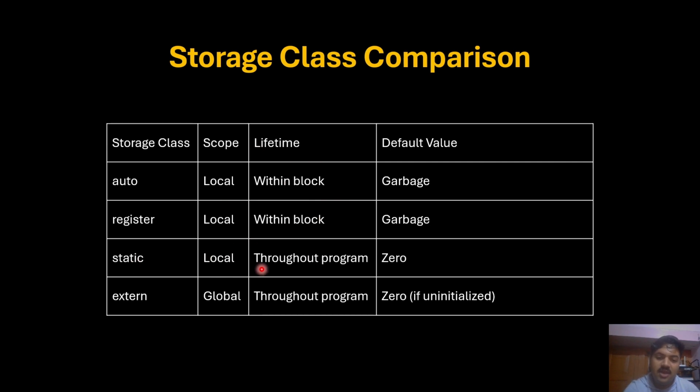But static and extern can be used throughout the program. For the static variable, the value will remain the same throughout the program. The default value of auto is garbage, and register is also garbage. So if we do not assign any value to auto or register, it will automatically take a garbage value. Whereas when we initialize a static and extern variable with nothing, it will take the value 0. Thank you.